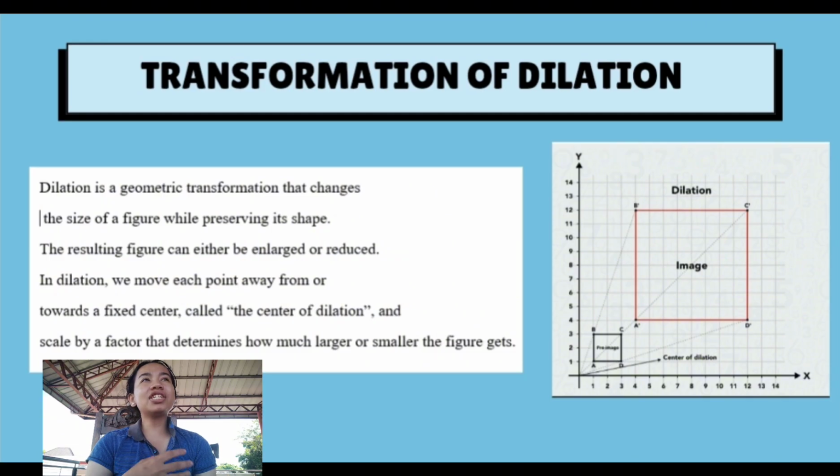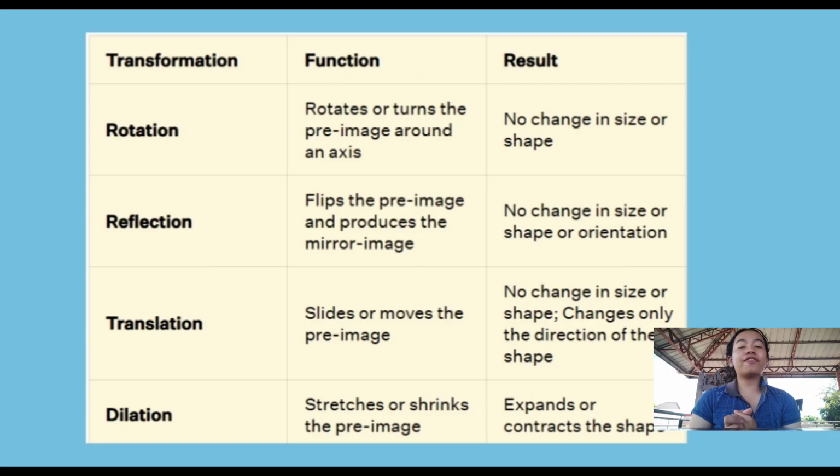So the original image could be enlarged or reduced depending on the scale factor. When the scale factor is greater than 1, it would be enlarged. And when the scale factor is less than 1, the image would be reduced. But it still preserves its original shape. And those are the 4 examples of the principles of transformation. And to summarize it all, I have prepared a table for you to easily remember the function and the result of each example of transformation.